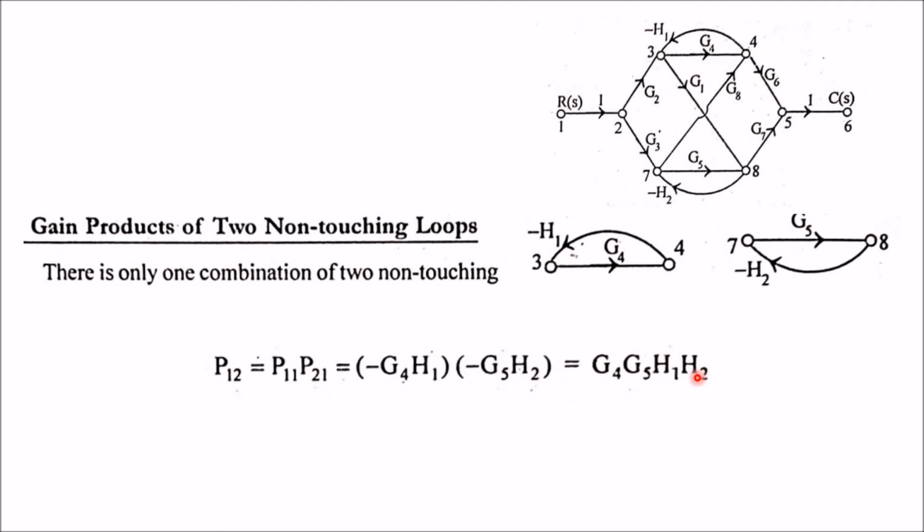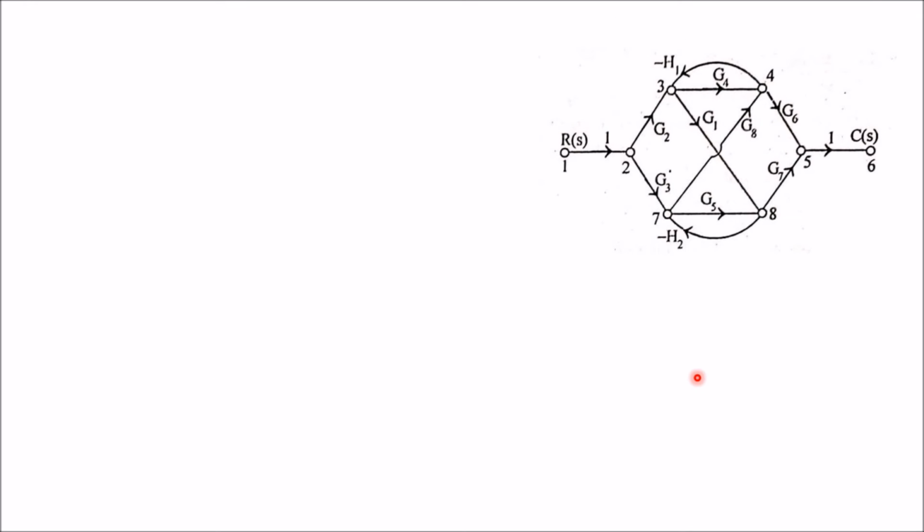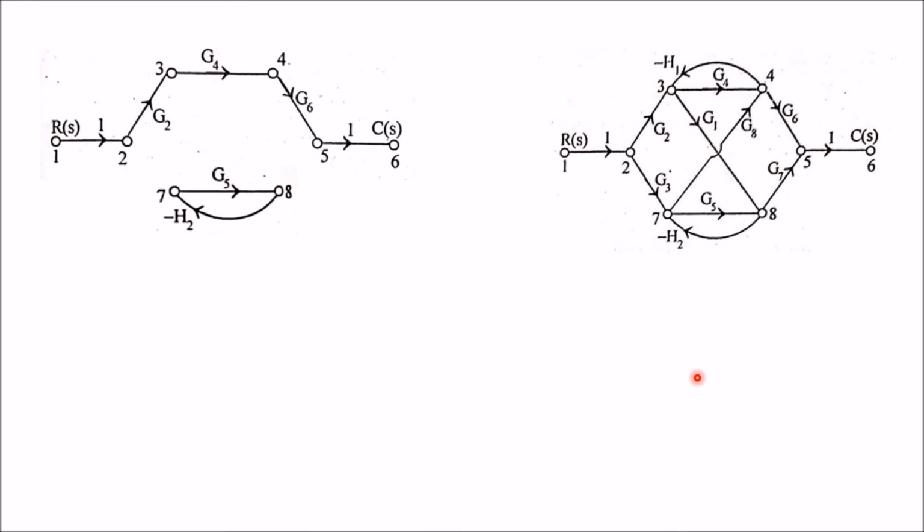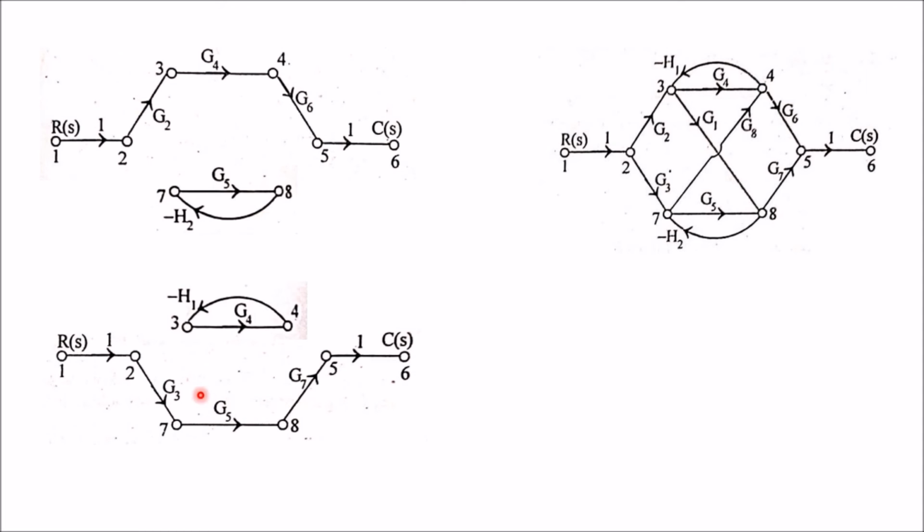Okay, so I have found this non-touching loop. Then what next? Next I need to check which loop is non-touching to my forward path. I have to check the loops for all the 6 forward paths. Here I have forward path number 1. Is this loop non-touching, yes or no? For this forward path, this loop is non-touching.